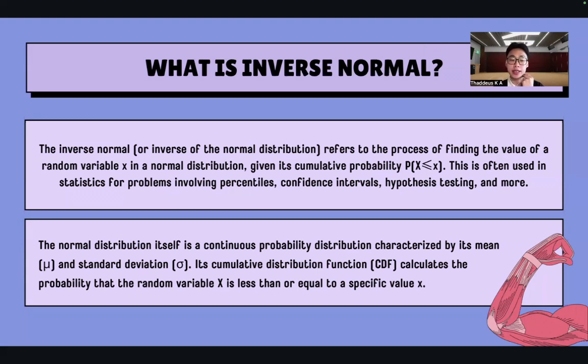This is often used in statistics for problems involving percentiles, confidence intervals, hypothesis testing, and many more. The normal distribution itself is a continuous probability distribution characterized by its mean and standard deviation. Its cumulative distribution function calculates the probability that the random variable x is less than or equal to a specific value of x.